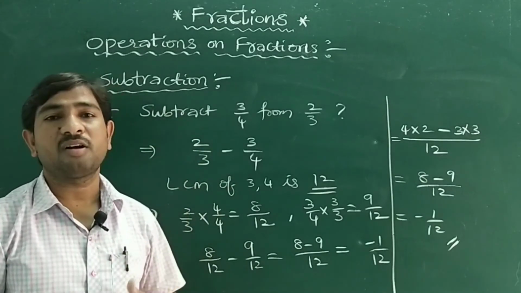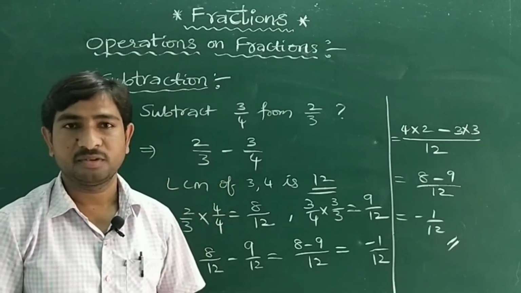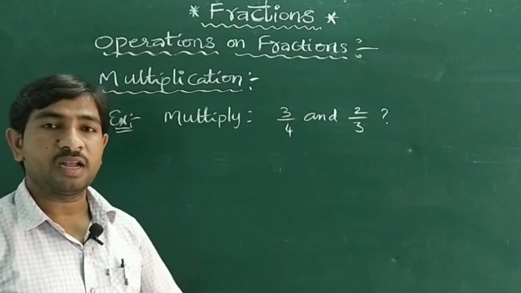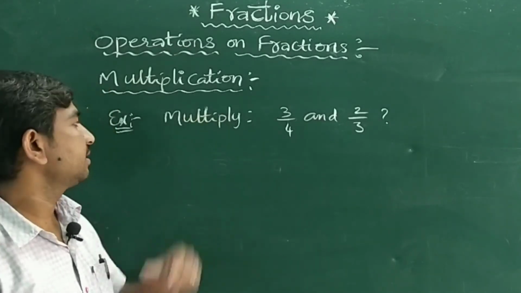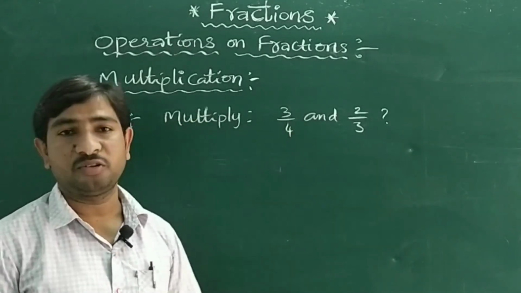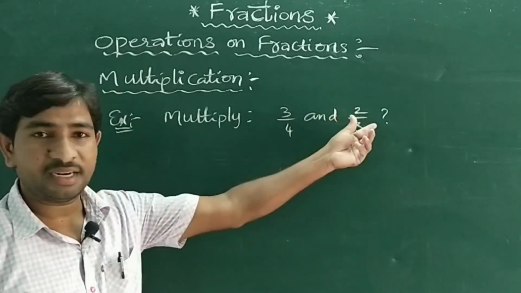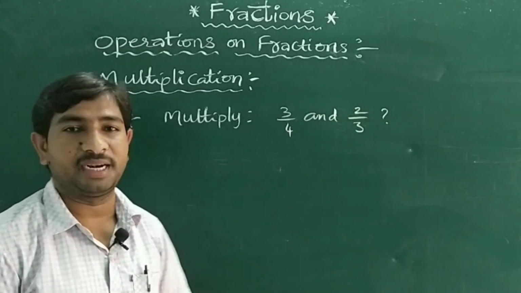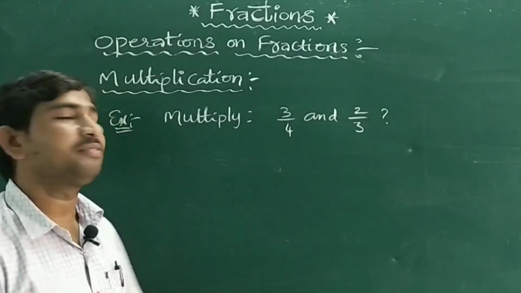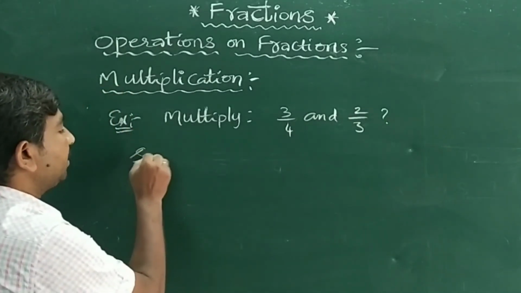Now the third operation is multiplication. So, the multiplication of fractions. Multiply 3 by 4 and 2 by 3. Here the multiplication is very easy. Multiply numerator to numerator and denominator to denominator. So no need to convert them into like fractions. Right.